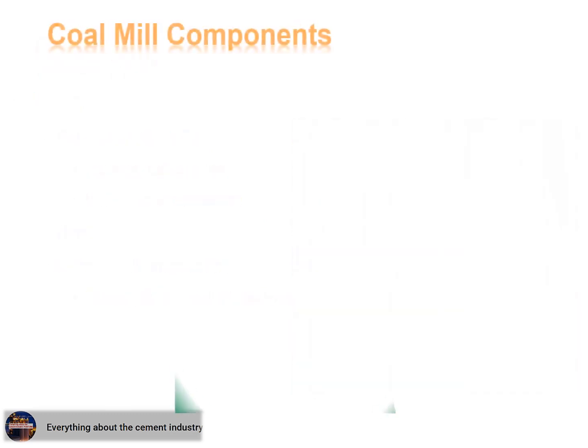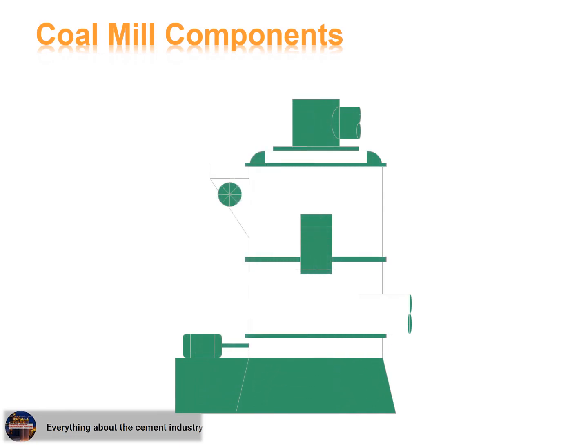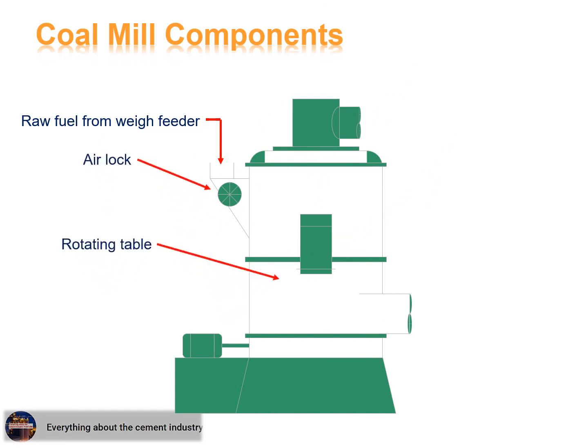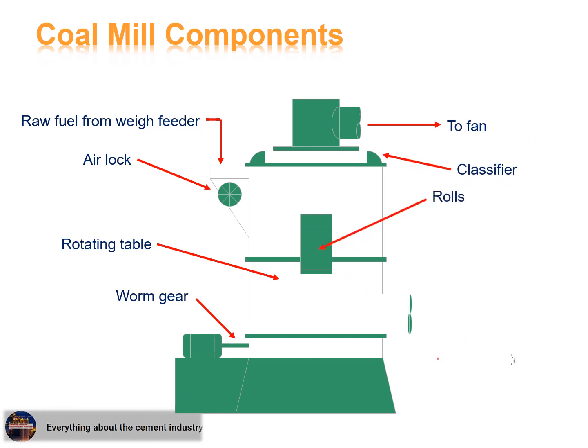Coal mill components: 1. Raw fuel from weigh feeder. 2. Airlock. 3. Rotating table. 4. Worm gear. 5. To fan. 6. Classifier. 7. Rolls. 8. Drying gases. 9. Tramp chute.